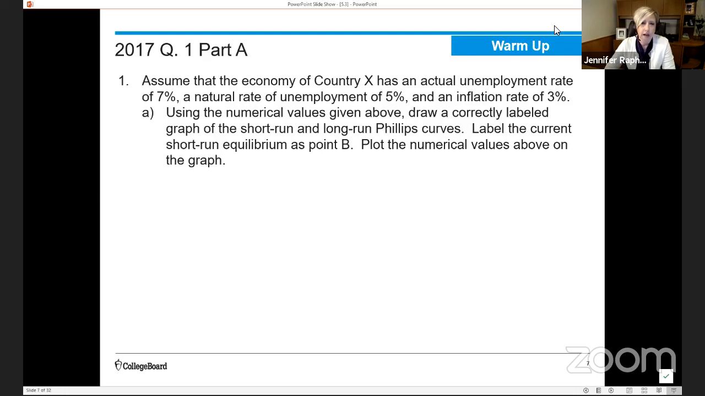As you're graphing, don't forget, you always want to make sure that you're clearly and accurately labeling your axes. You also want to make sure you include the necessary curves for the model that's called for. In this case, you're told we need a short run and a long run Phillips curve. So put your curves in there and label them. You're also given a short run equilibrium point, and you should use the numbers in the problem to find that point in the model. So take another 10 seconds.